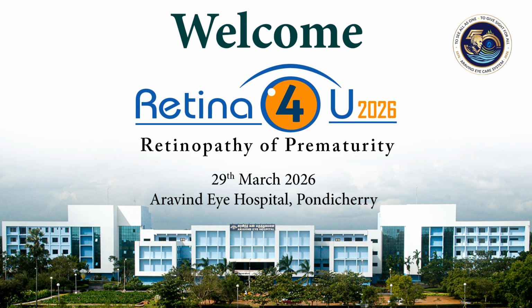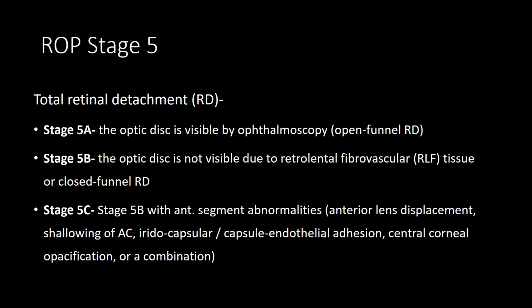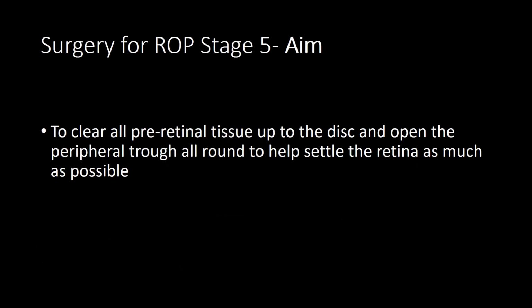So coming to stage 5 ROP. Okay, this we already discussed. I'm just leaving what is meant by stage 5 A, B, and C. The aim here is to clear all peritoneal tissues up to the disc and open the peripheral trough all around to help settle the retina as much as possible. I'm not saying settle the retina completely, as much as possible.